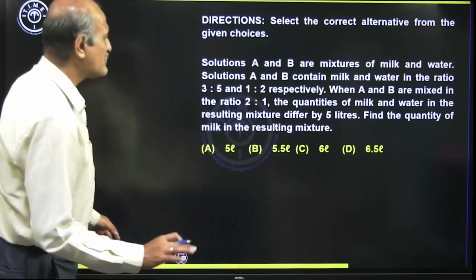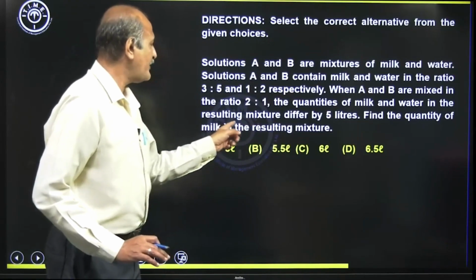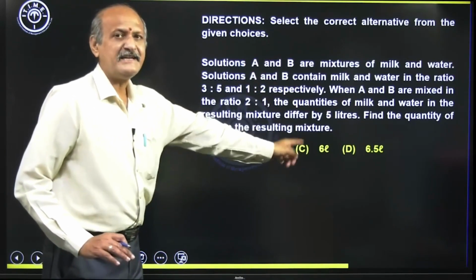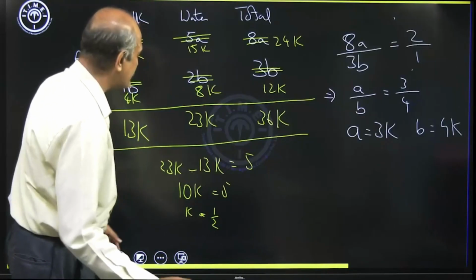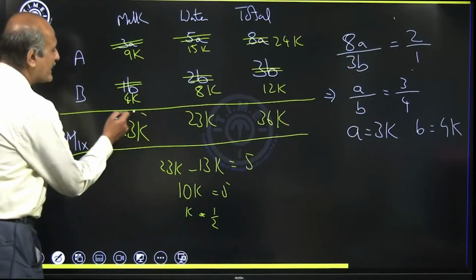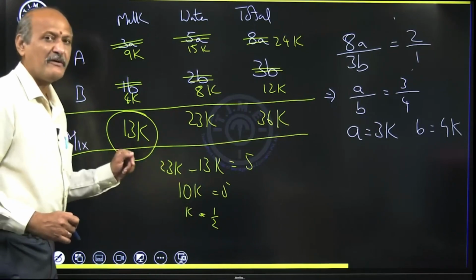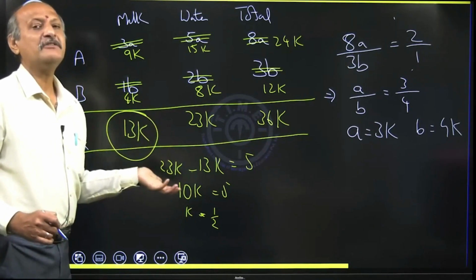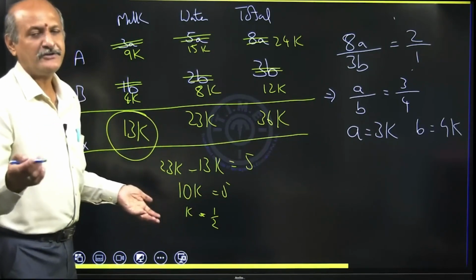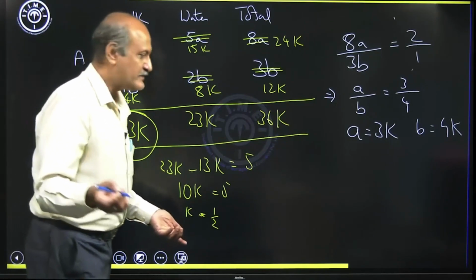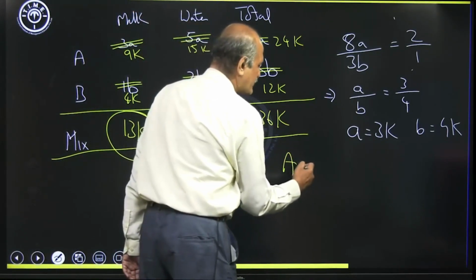Now see here, what is the question asking? It's asking to find the quantity of milk in the resultant mixture. We are interested in finding the value for milk. It is this value that we are supposed to find. When K is equal to 1 by 2, the value for 13K should equal 13 by 2. How much is it? 6.5.